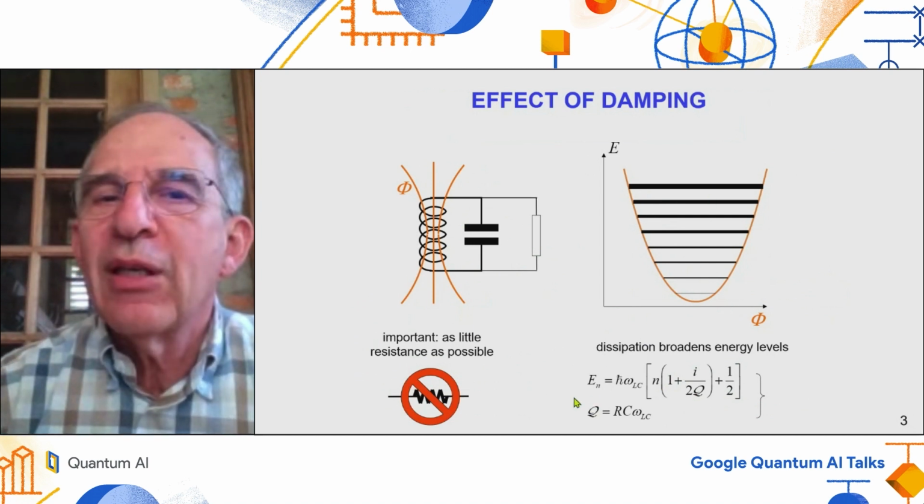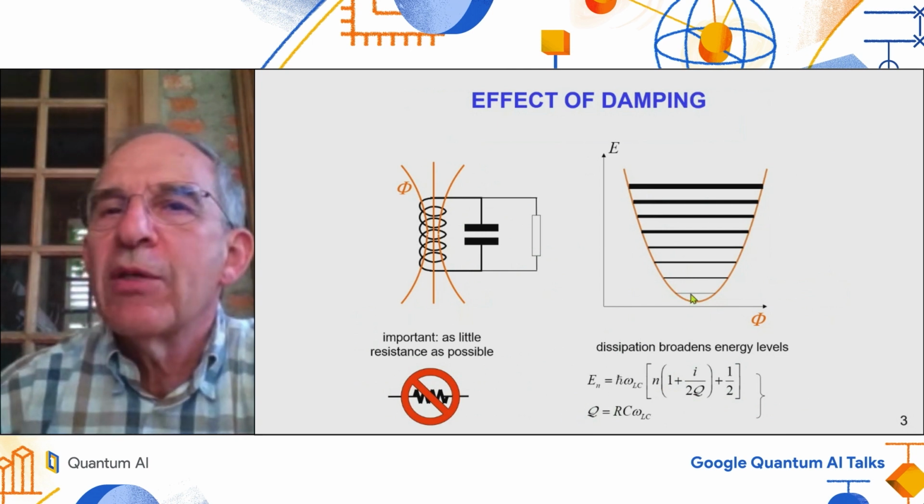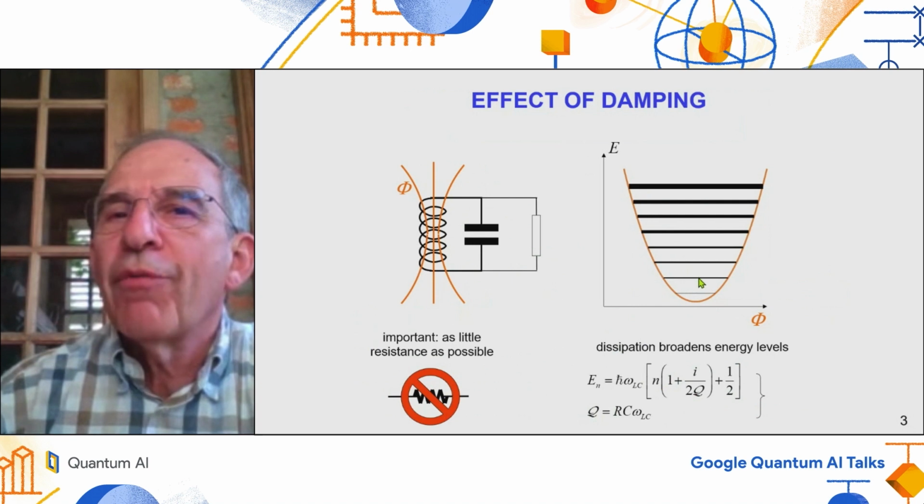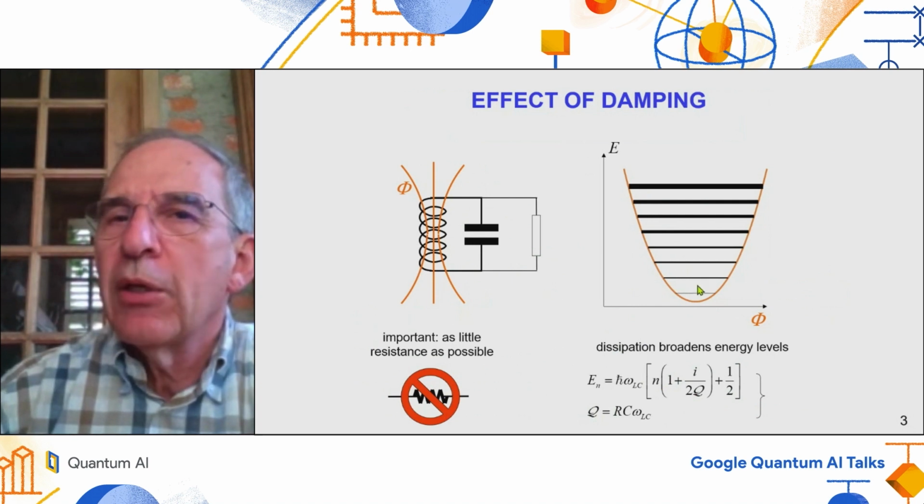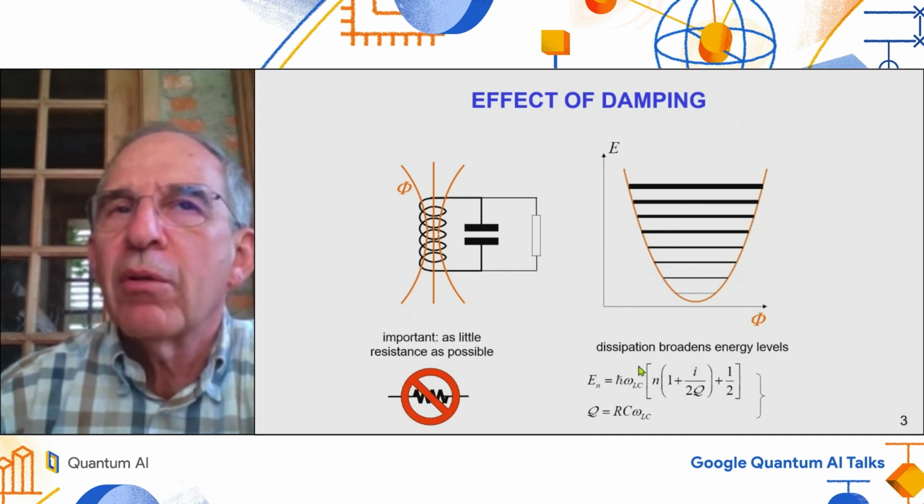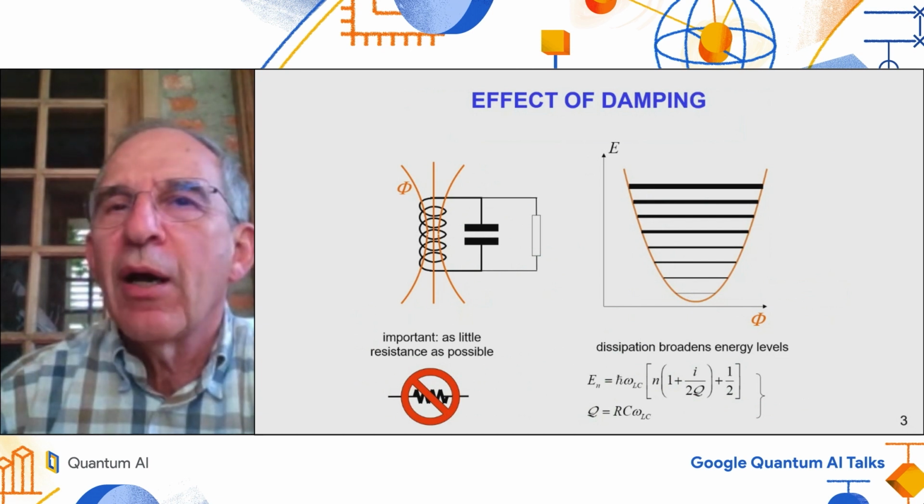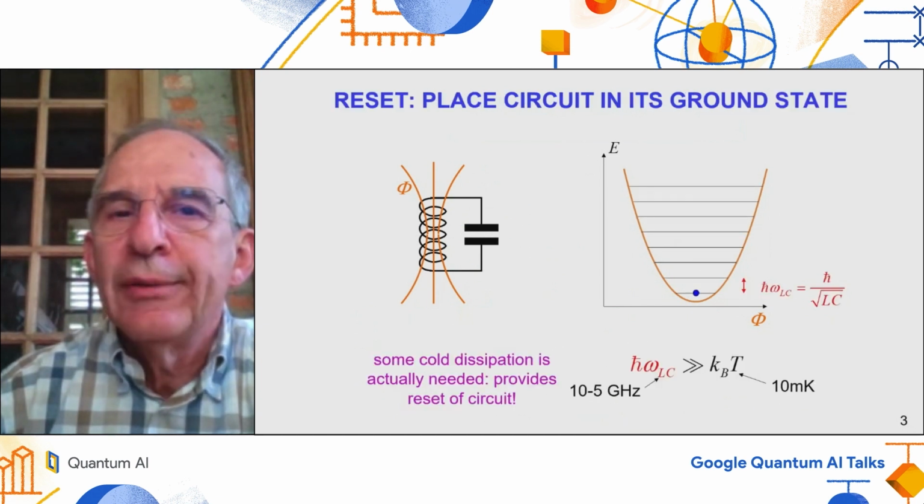And so we can define a quality factor for the circuit, which is basically the lifetime of energy, or the decoherence of the first excited state here. So this is an important parameter for our artificial atoms, how good they are. And I'll come back to this point.